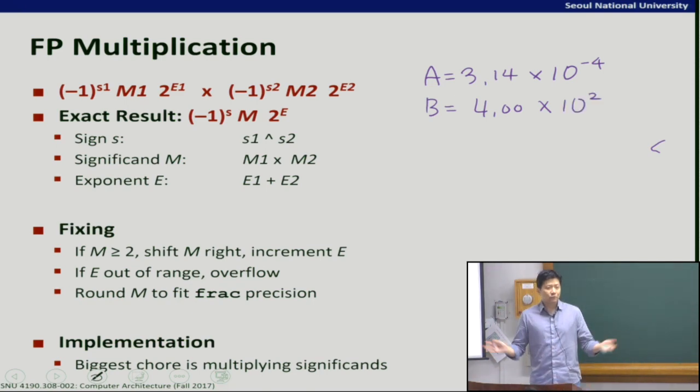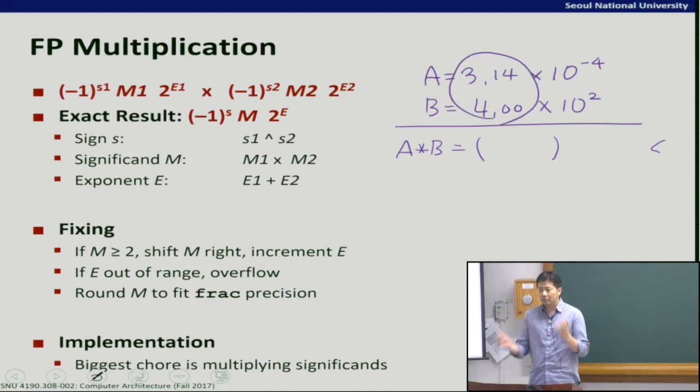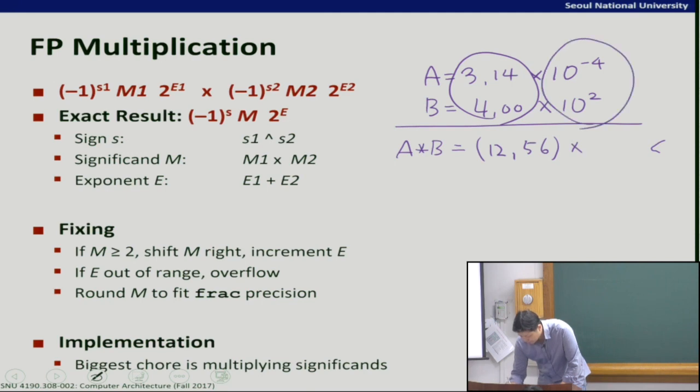So how do you multiply these two numbers? You know that, right? If you multiply these two numbers, it's A times B. So what we do is we calculate the multiplication of this part, and if you calculate it, it will be 12.56. Then the second part, you simply multiply this part as well, but now we only do addition for the exponent. In this case, this one will be 10 to the power of minus 2. So hopefully you already know how we do it.